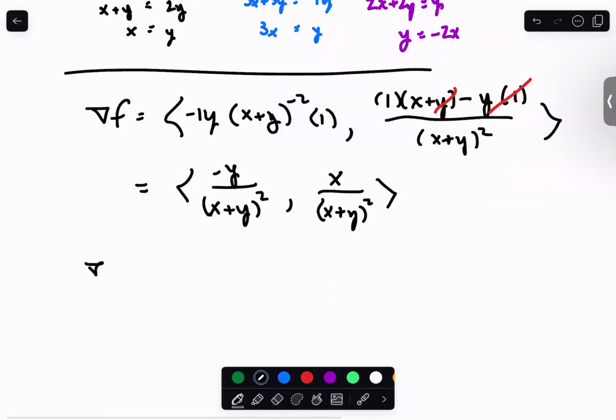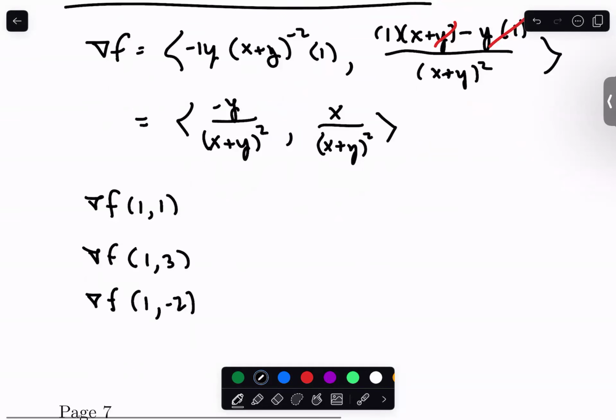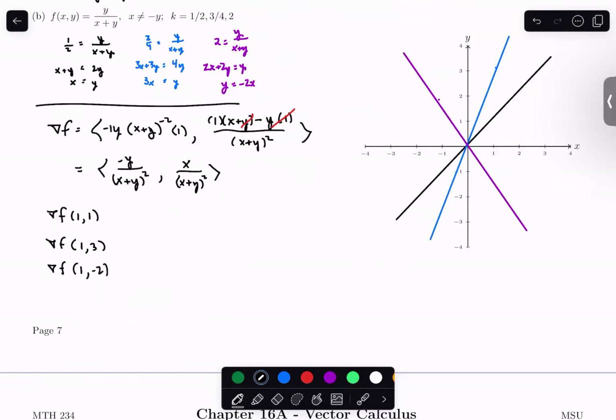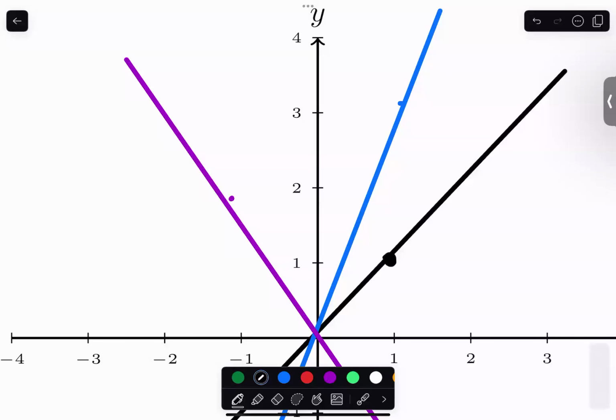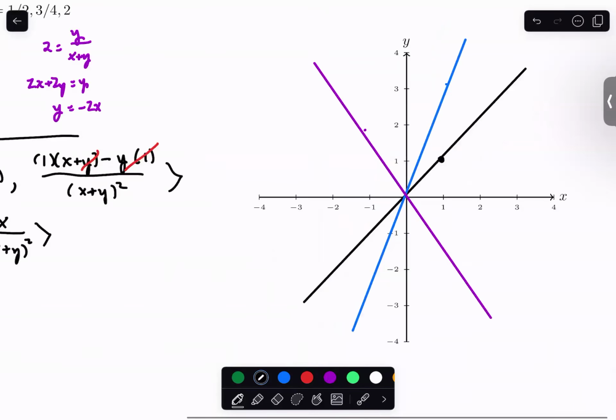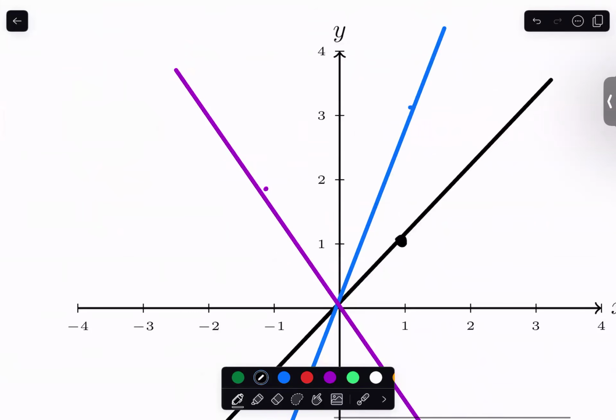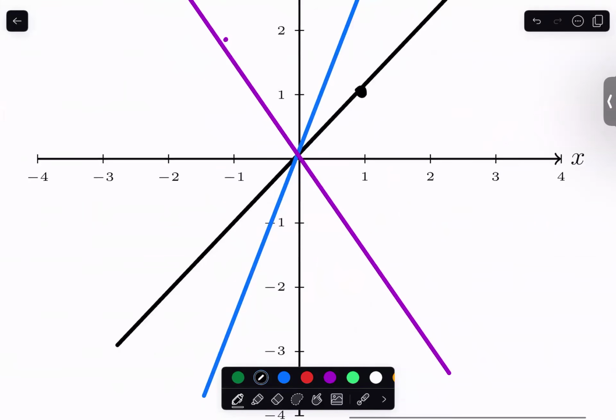So now let's plug in a few things here. For instance, on my first level curve, if I plugged in (1, 1), that would be a fine point to plug in. On my second curve, I could do, for instance, (1, 3). And on my third curve, maybe I could choose (1, negative 2). So there's at least a point on each one of our curves. Again, (1, 1) is going to be this point here. Yeah, (1, 3), good, it's going to be up here. And then (1, negative 2) is ideally down there.